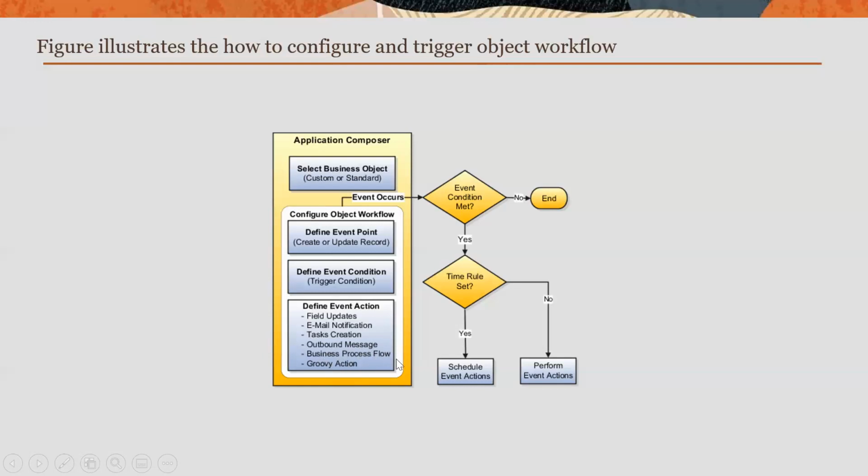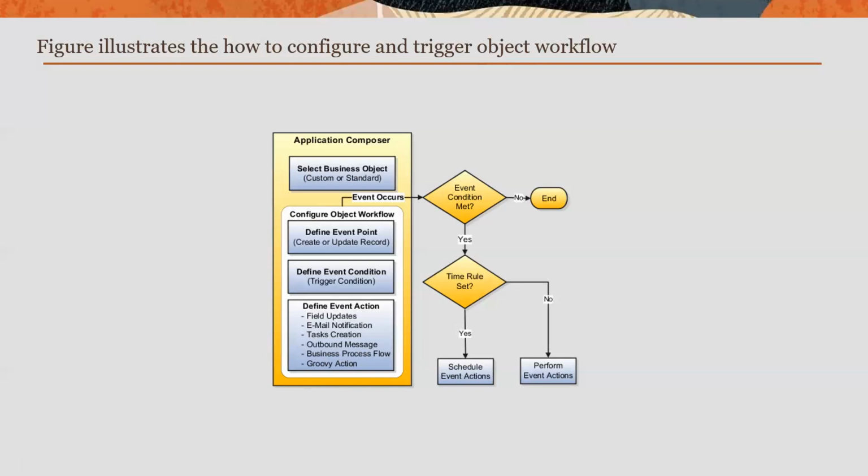Business process flow, this is for BPM of some approval flows. To call those approval flows, we can use this business flow action. And finally, groovy actions.